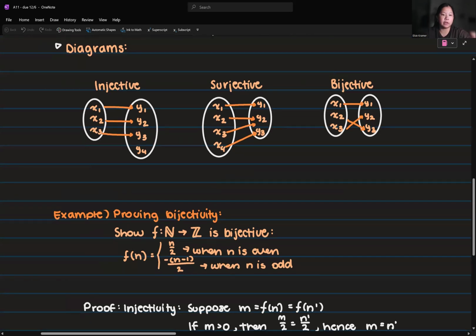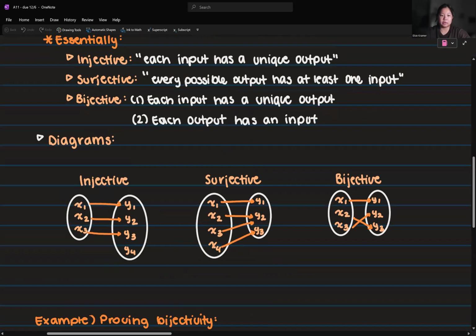I'm a very visual learner, so I feel like having these graphs really helps me understand the topic better. For the injectivity diagram, you can see on the left-hand side, you have x1 to x3, and on the right side, you have y1 to y4. So x1, x2, x3 map to y1, y2, y3 respectively, but as you can see, y4 has no input. For surjectivity, x1 to x4 map to y1 to y3. But as you can see, x2 and x3 map to y2. This shows that every output has at least one input.